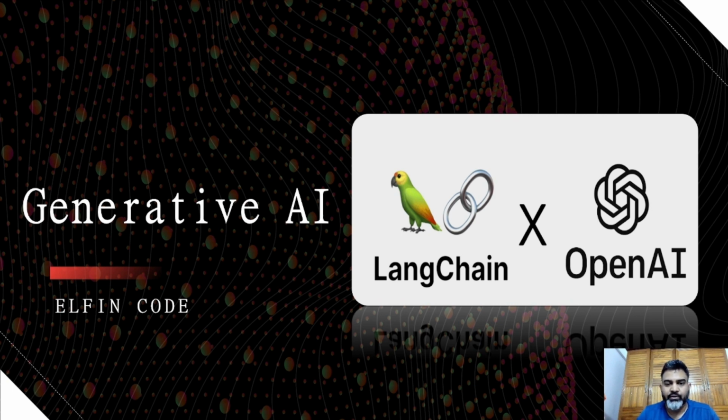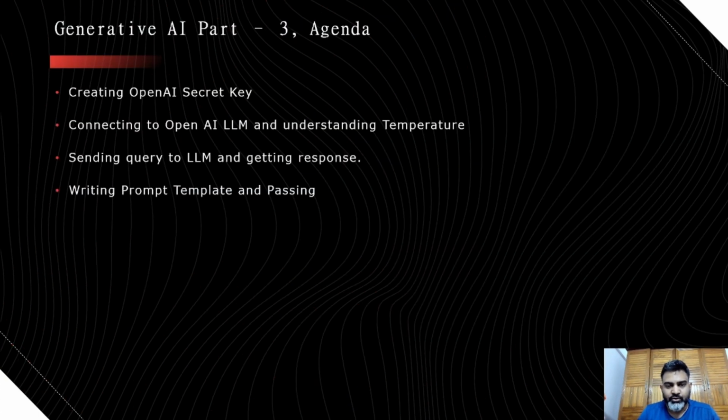So today we will be checking out one more video from the generative AI playlist. Here we will see how we can create a connection to the OpenAI, how we can create the secret key in OpenAI, and then how we can send some kind of prompt to the OpenAI and get the response from OpenAI and then print those responses to the screen. Also, we will try to see what is prompt template and how can we make use of those prompt templates. So this is going to be the agenda for this video.